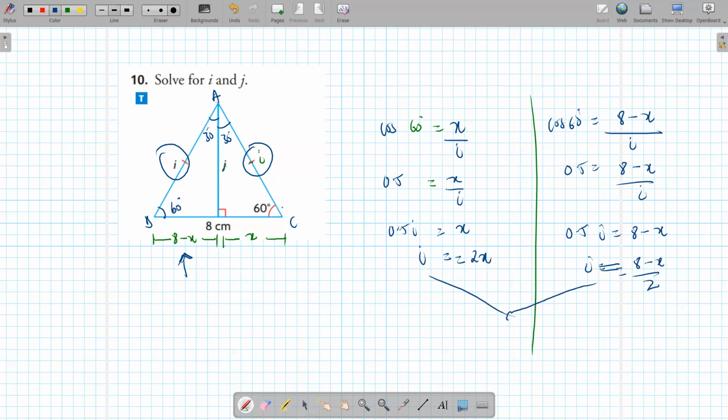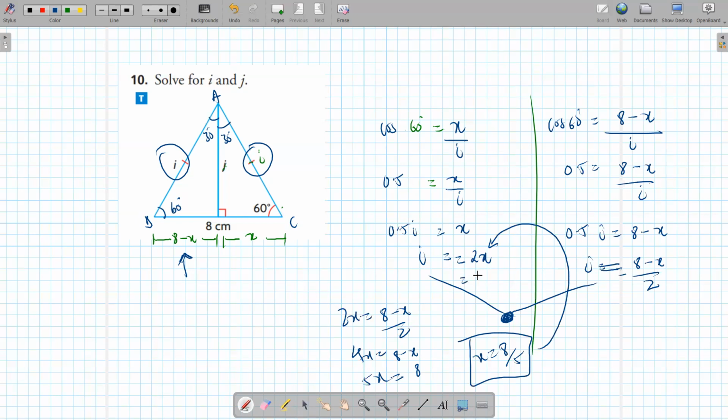We know the I's are the same. So that means 2x is 8 minus x over 2. 4x is 8 minus x. 5x is 8. x is 8 over 5. Plug this in here. I is going to be 2 times 8 over 5, 16 over 5. And you are done.